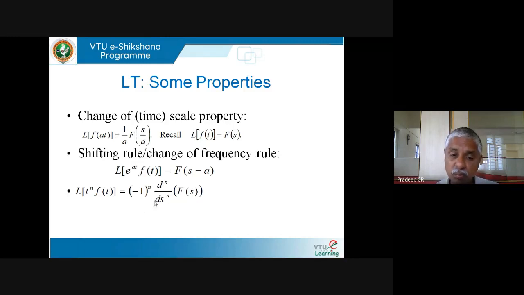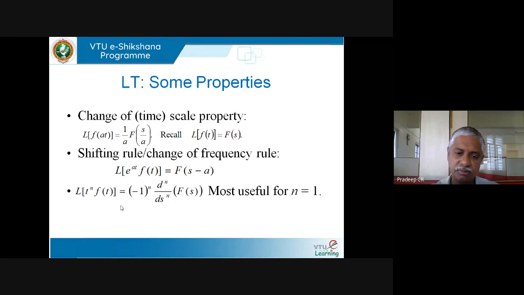This formula is most useful when n equals 1, from the examination point of view. When n equals 1, what happens? L of t f(t) is what I want to find. N equal to 1 means I am multiplying f(t) by t. So L of t f(t) is minus 1 into d by ds of capital F of s. That means you are differentiating capital F of s once and changing the sign. That is Laplace of t f(t).